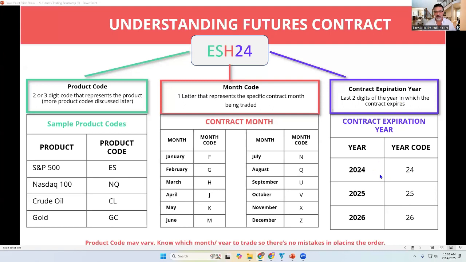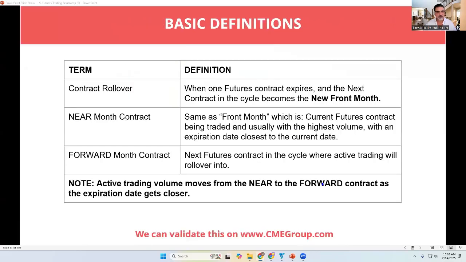Contract expiration refers to the year: 24, 25, 26. You can buy futures contracts way out in the future and utilize that as a hedge. So if you want to hold things overnight, it kind of creates a spread and it reduces the margin rate quite substantially if you're long and short at the same time. Not going to get into that strategy right now, but there's a lot you can do with futures.